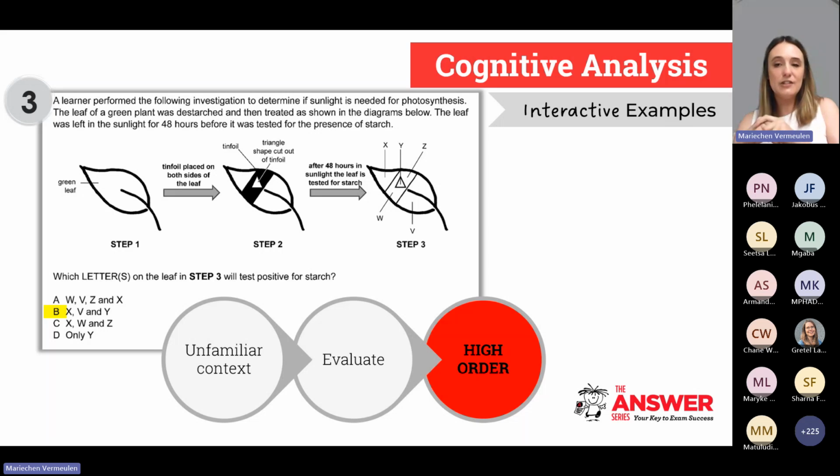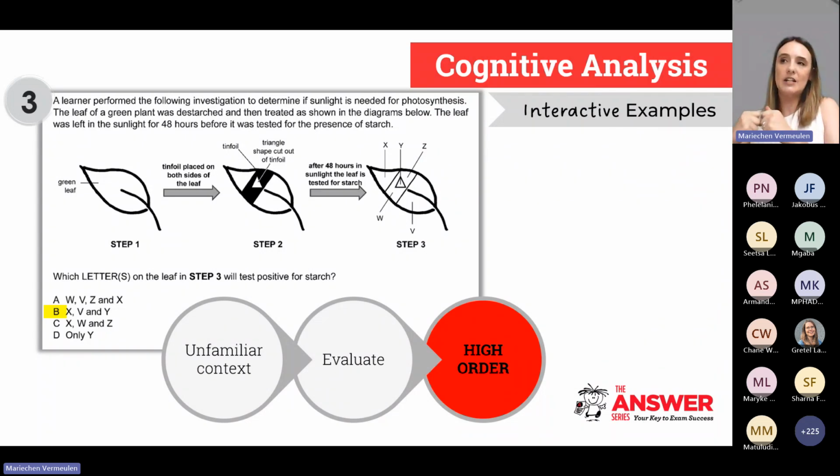It requires learners to recognize to some extent the whole process of testing for starch, but it is placed in an unfamiliar context with the addition of the tin foil and cutting out the shape and now having to remember that the areas exposed to sunlight are going to affect the outcome of the experiment. Because technically, I know some of you are teaching this to your learners, but in CAPS, the only requirement is that learners must be able to test only for starch. So a variation to that is automatically in an unfamiliar context.